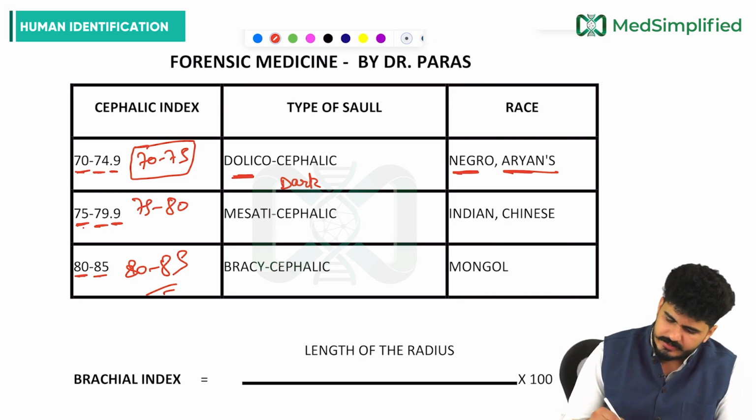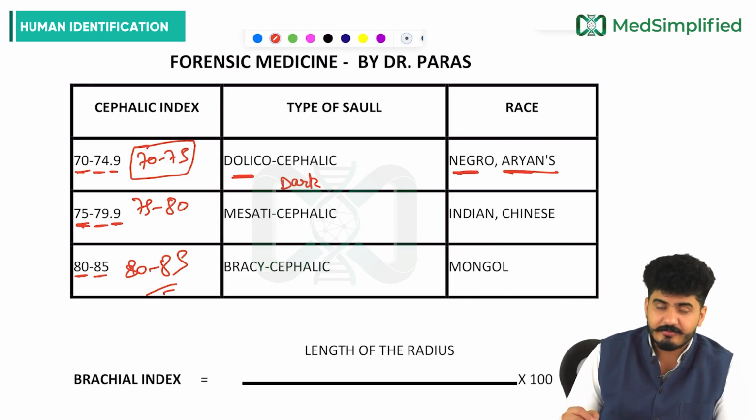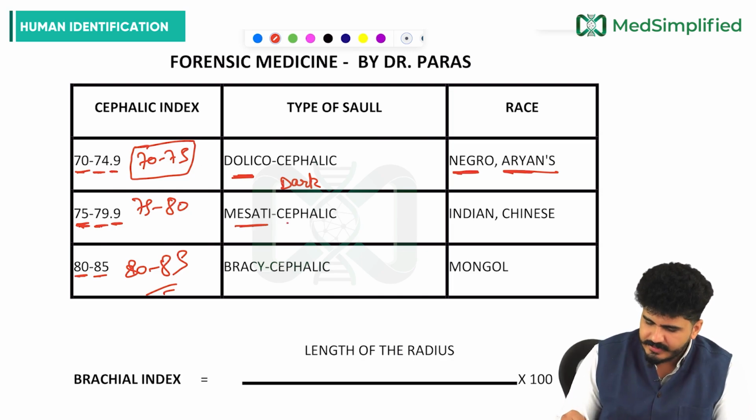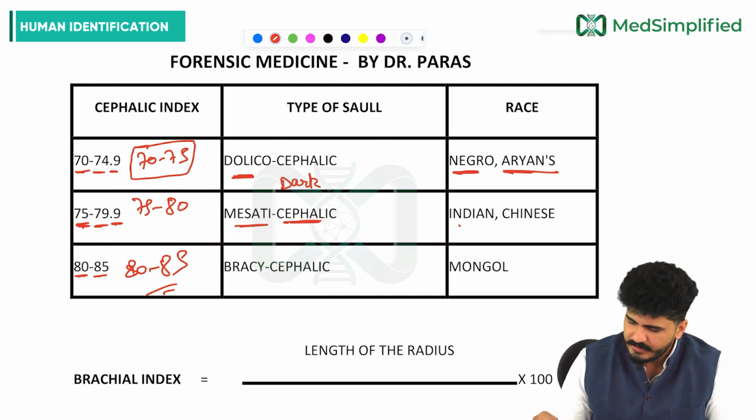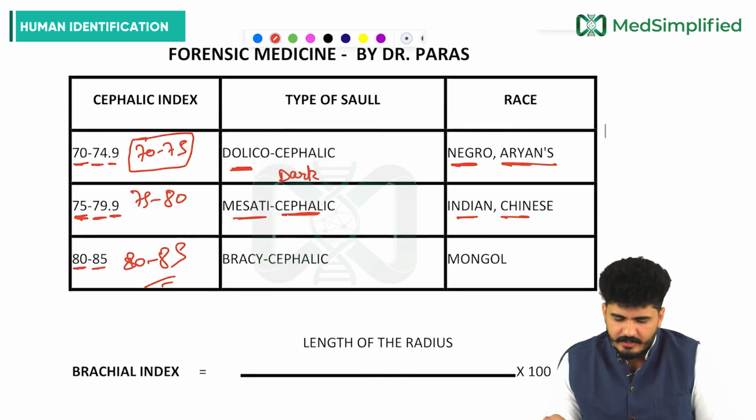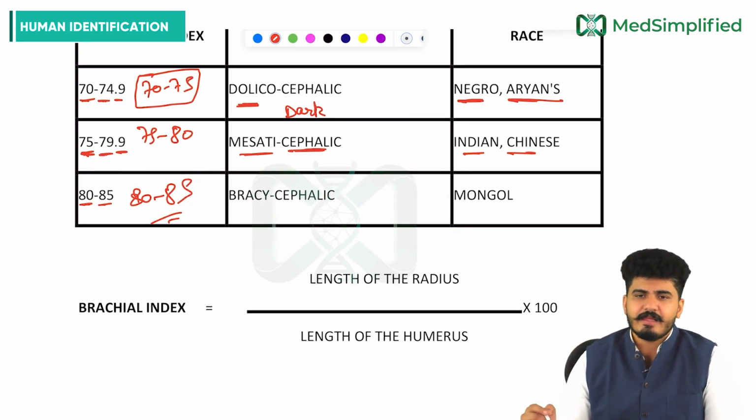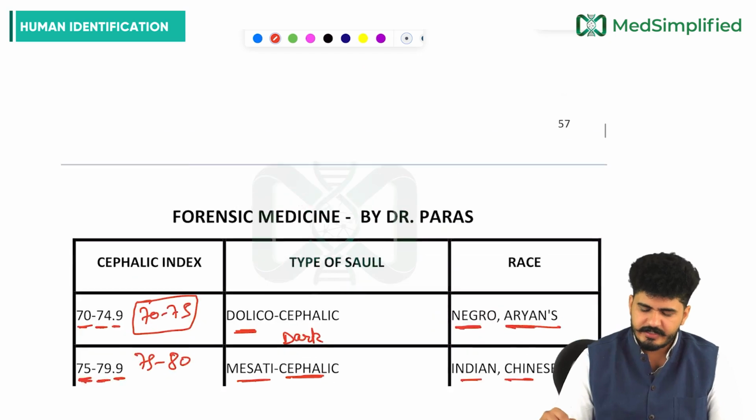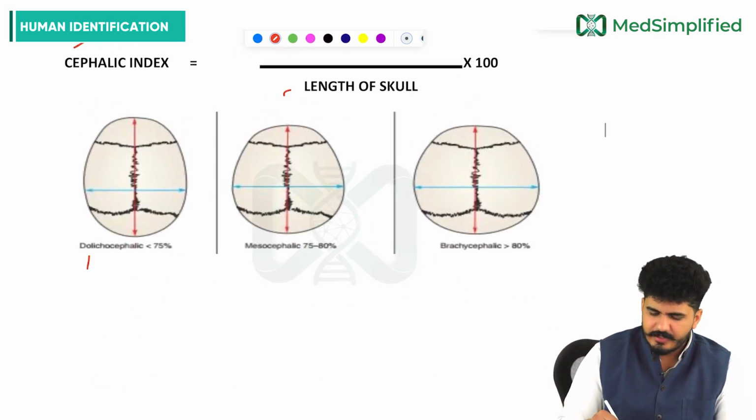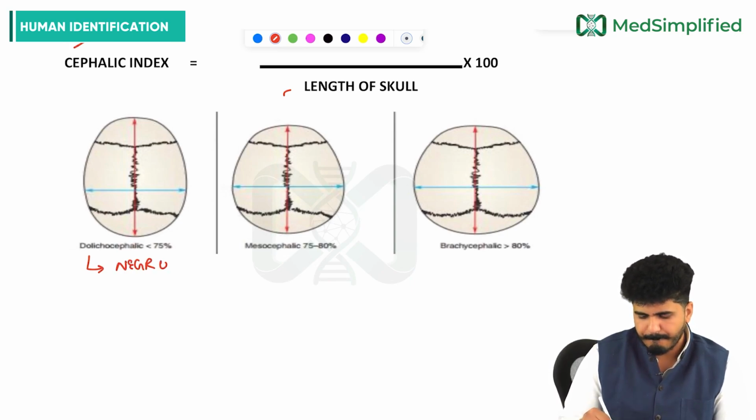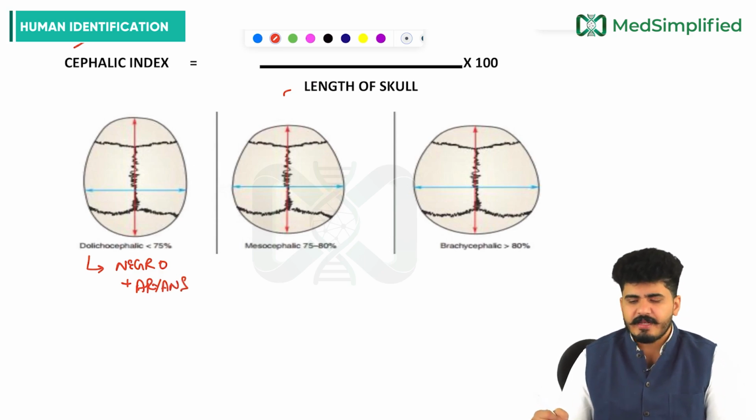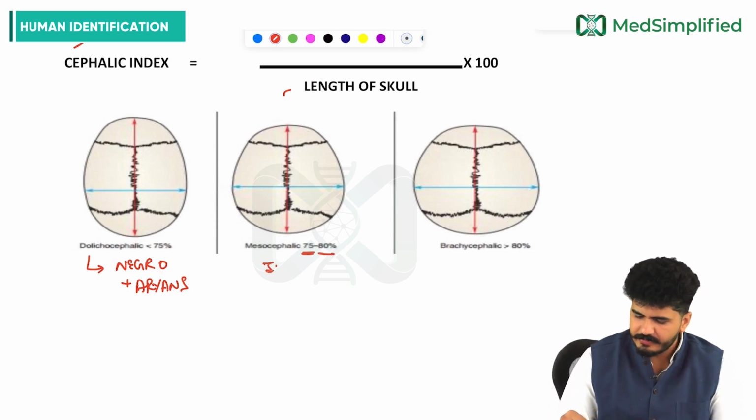Then 75 to 79.9, mesaticephalic. Mesaticephalic is seen in Indian and Chinese. 80 to 85, brachycephalic, is seen in the Mongols, my dear friends. We see right here, sir: dolichocephalic, dark, seen in Negro plus Aryans. Mesaticephalic, cephalic index between 75 to 80, seen in Indian plus Chinese.